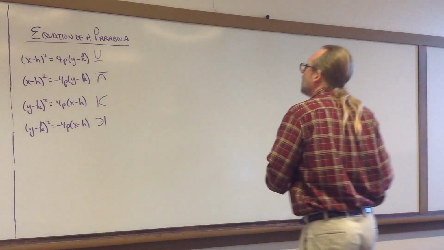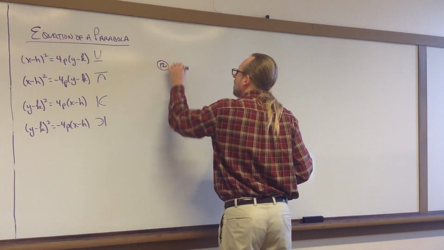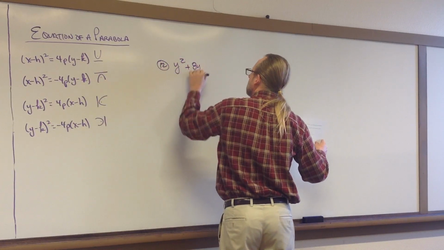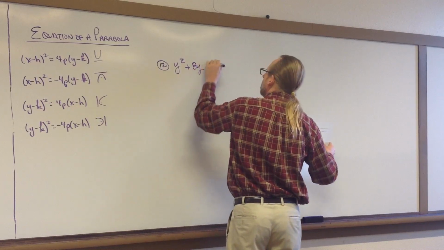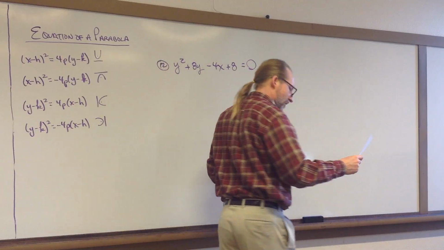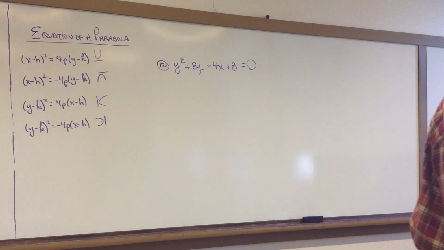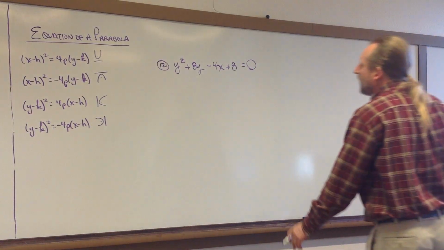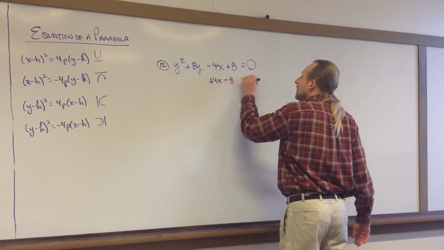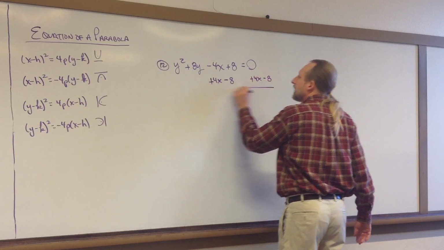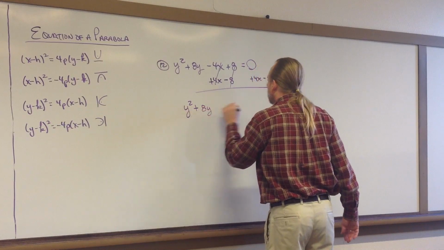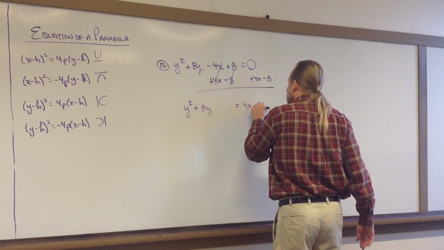Okay, problem 12: y squared plus 8y minus 4x plus 8 equals 0. What I like to do when I'm completing a square is just clear everything else out. I'm going to move this 4x and 8 over to the other side. So now we've got y squared plus 8y equals 4x minus 8.